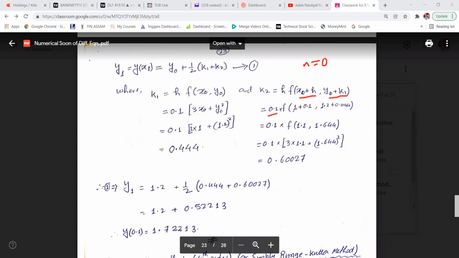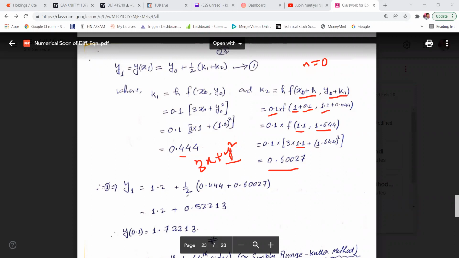X naught is 1, h is 0.1, y naught is 1.2, it is given already, and the k1 value we already got. So this will be 1.1 comma 1.644. So this is the value of x and this is the value of y. And the given function is 3x plus y square. So in place of x you put 1.1. So 3 into 1.1 plus y square, meaning 1.644 square. Now you simplify it and you'll get k2. So you got the value of k1, you got the value of k2.